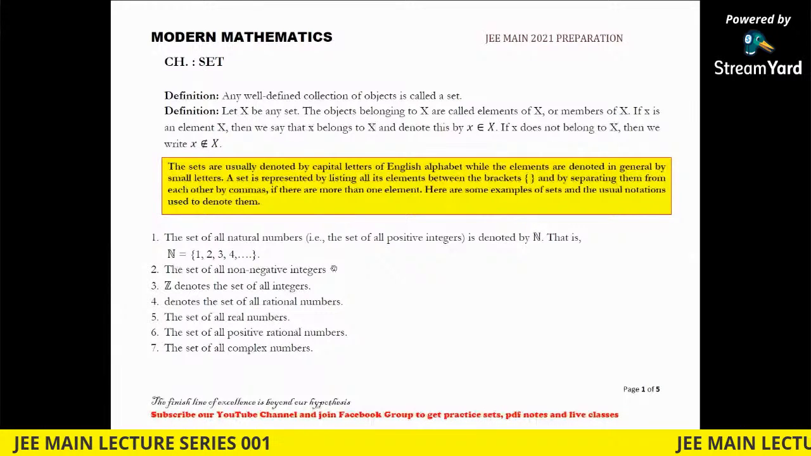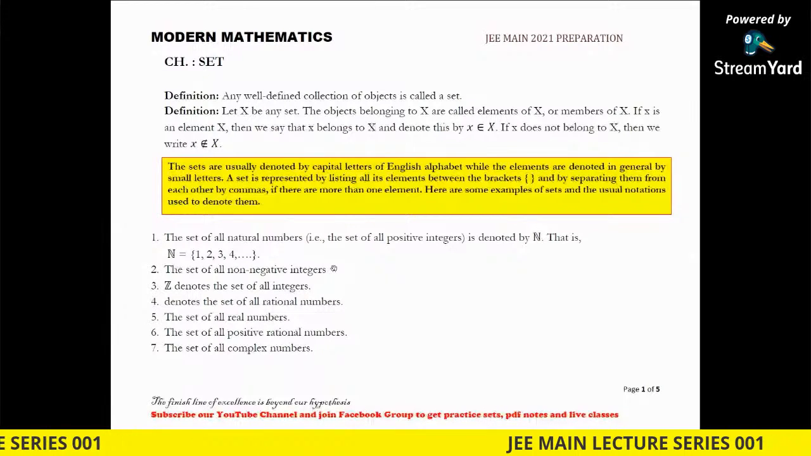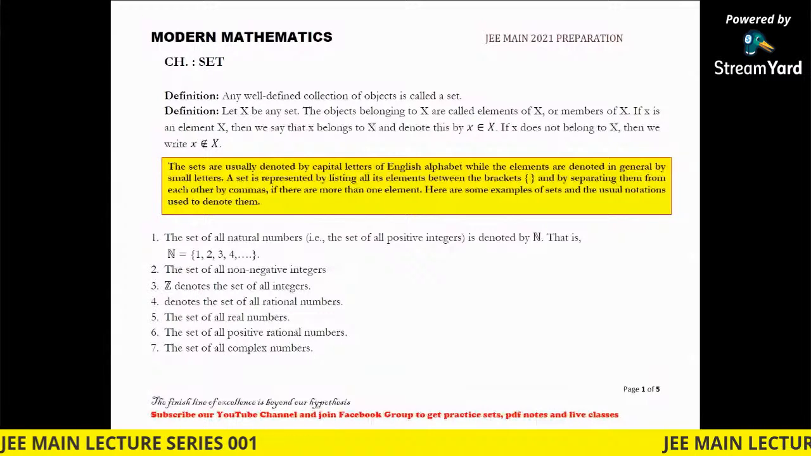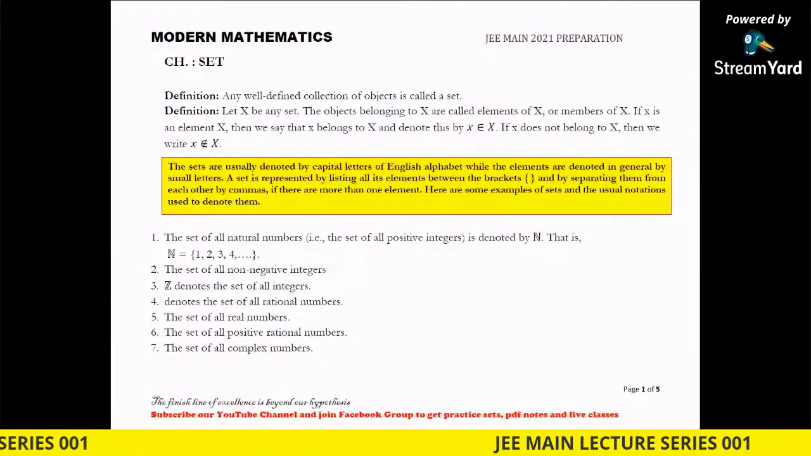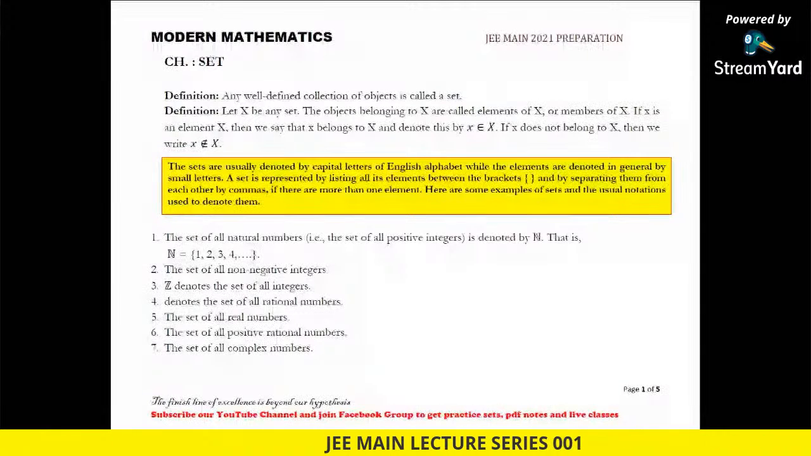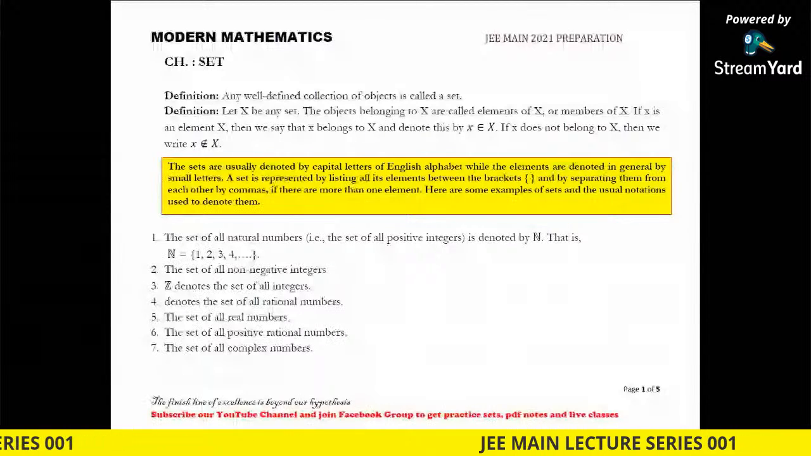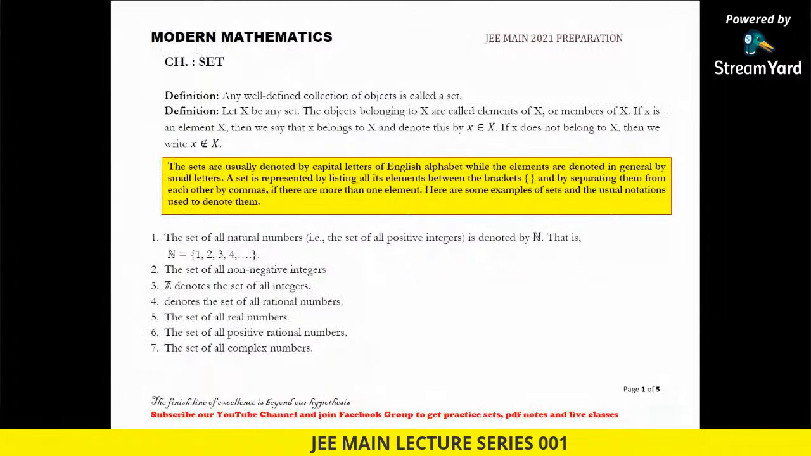Okay. Third example is Z. Capital Z is denoted by the set of all integers. It includes the positive integers, the negative integers, and 0. This is called the set of all integers. It is a collection, so this is also a set. This is a well-defined collection.